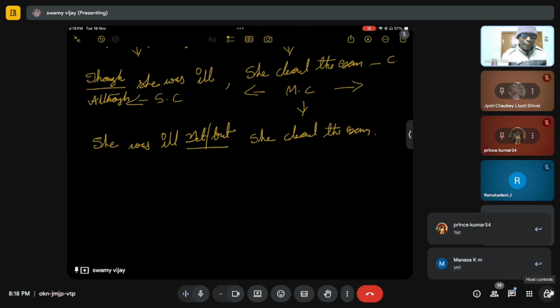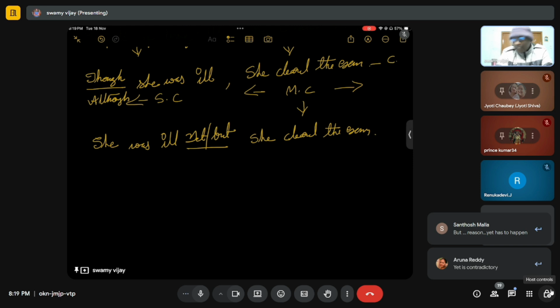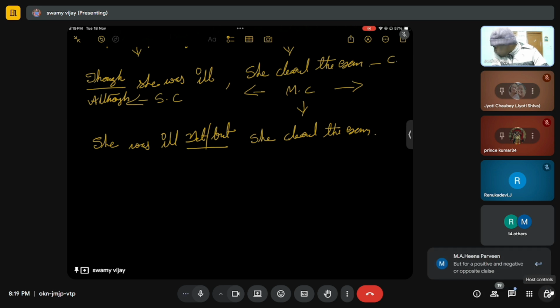Right. Is there any difference between yet and but? Yet and but? Contradictory. Okay. She was ill, yet she cleared the exam. Yet has to happen. Okay. It is contradictory. Okay. So we have completed two models. But for a positive and negative, or opposite. Okay.